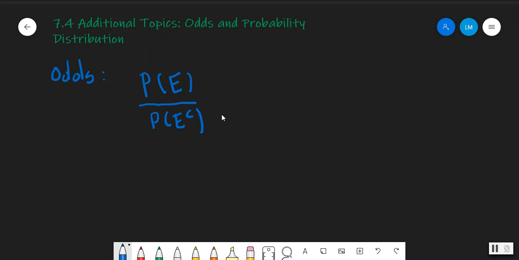We know that the probability of an event E not occurring is going to be 1 minus the probability of E. Now, this of course is provided that the probability of E complement is not equal to 0.